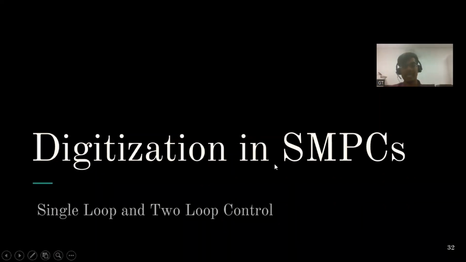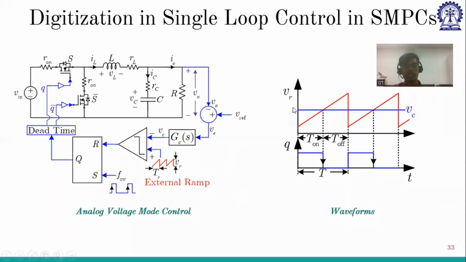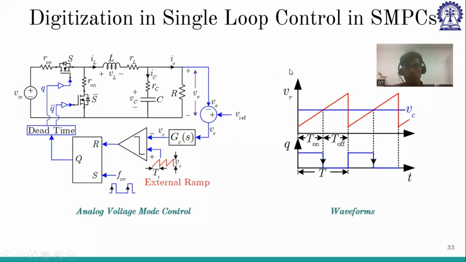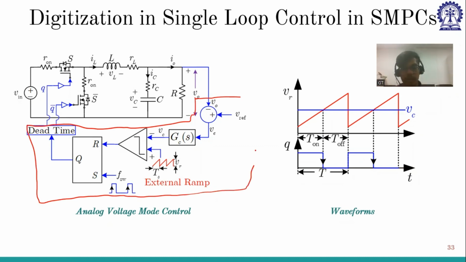Coming to digitization in switch mode power converters. There are 2 things, right? Single loop control as well as 2 loop control. Consider the single loop control, which is the voltage mode control. In single loop control, we want to digitize. So from this point to this point, it will be digitized.